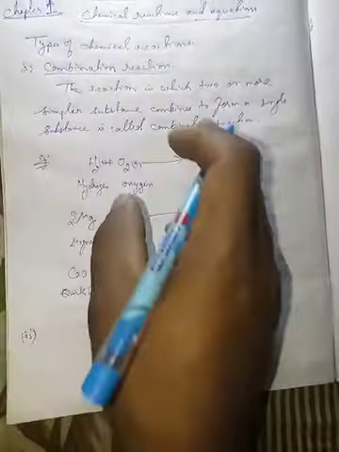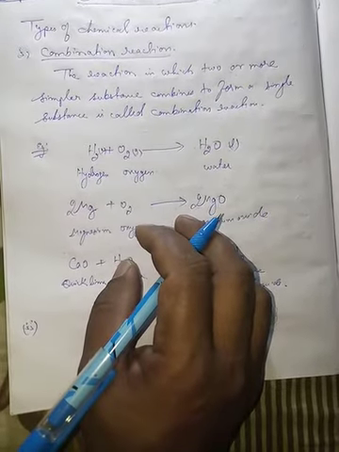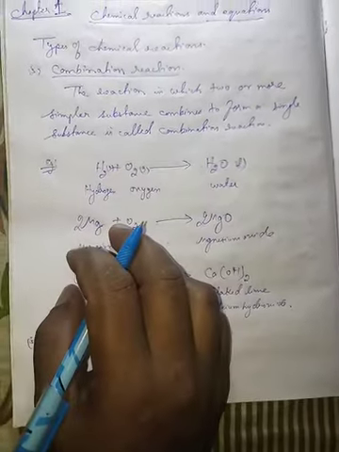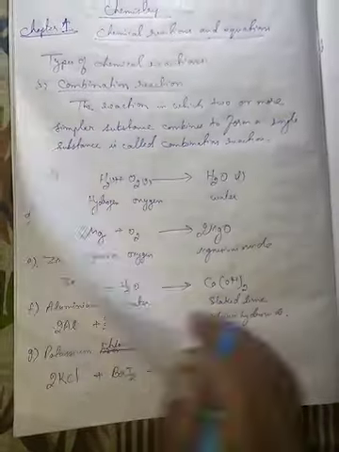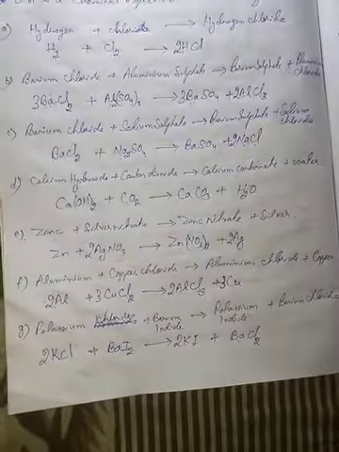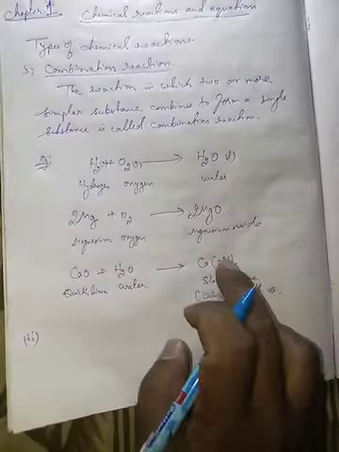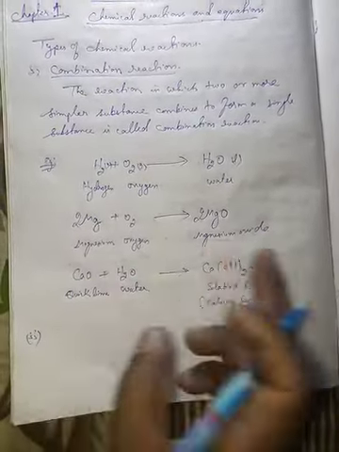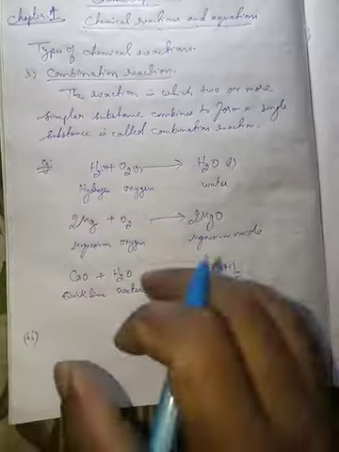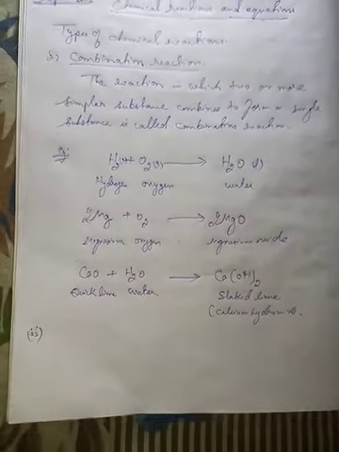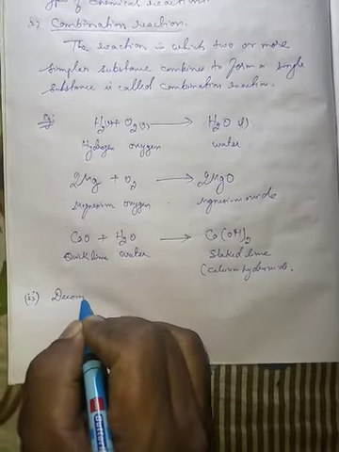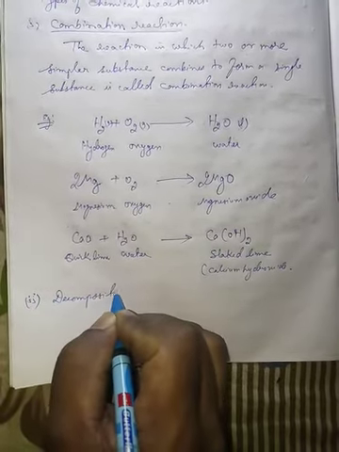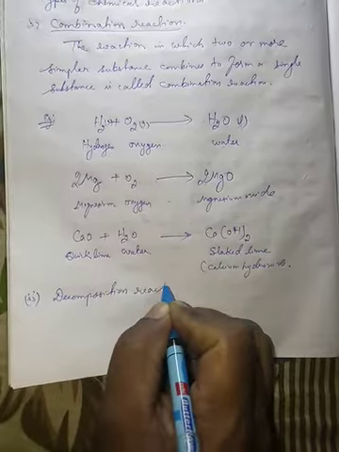Now take the second one. What is just the opposite of combination? That is decomposition reaction. That is, a single substance breaks to form two or more simpler substances, that means decompose, break. Second one is decomposition reaction.